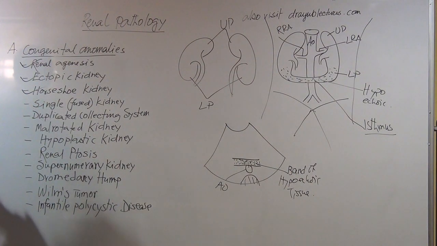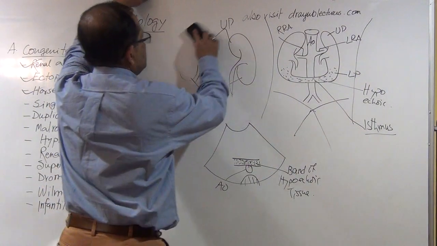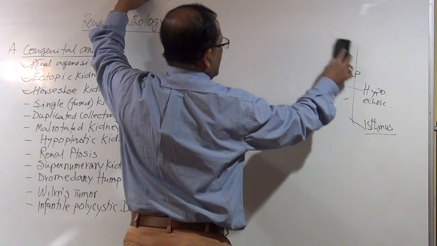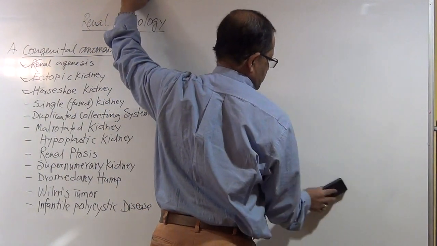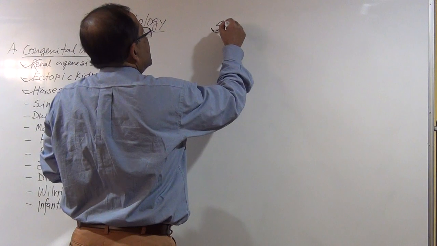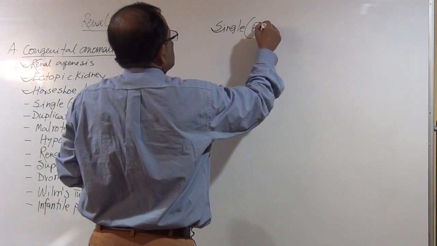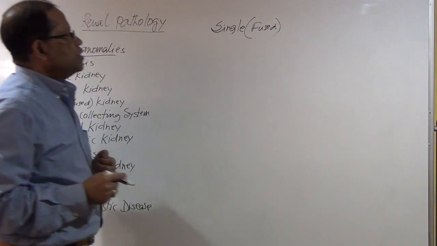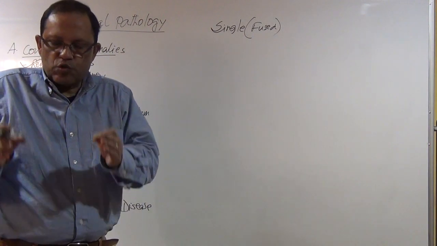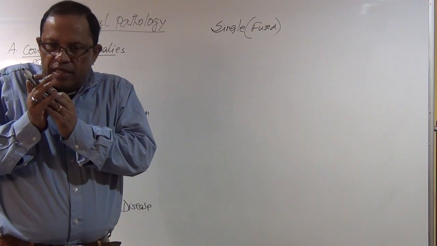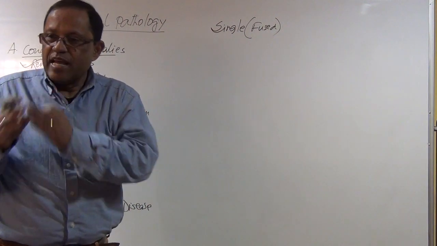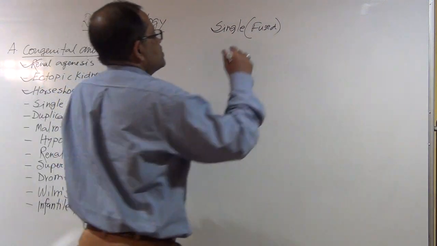Now, single or fused kidney. Single, which is fused. Actually, it is not one kidney. Two kidneys developmentally are so close, but during development they failed to be separated. So then what happened? Two kidneys are fused together and those are on one side. So single kidney.